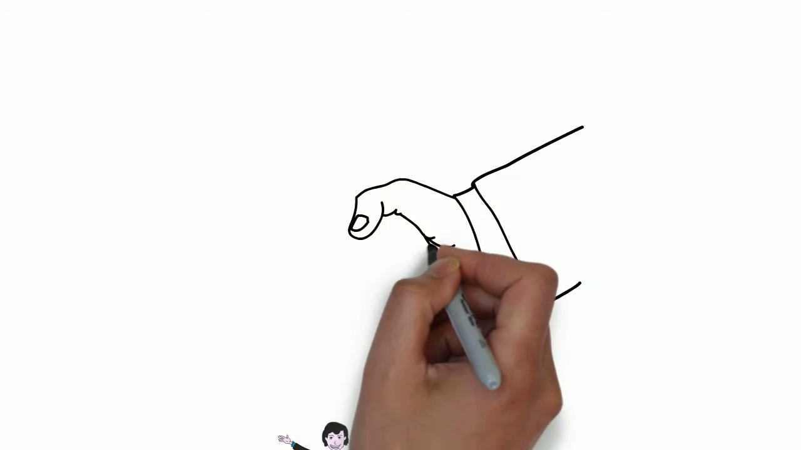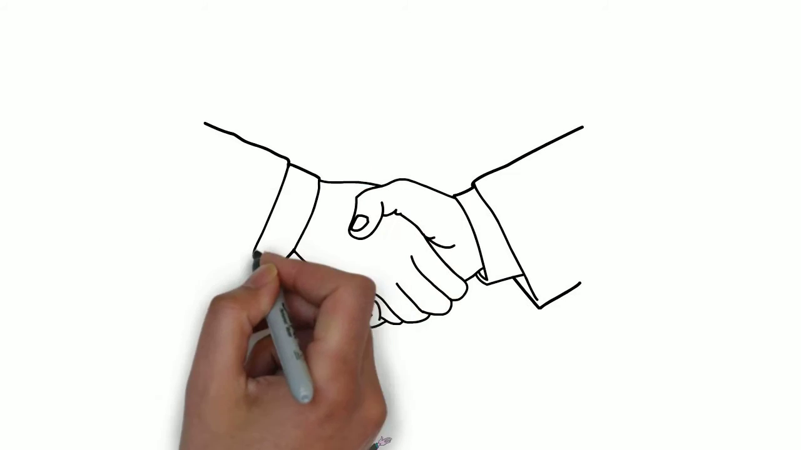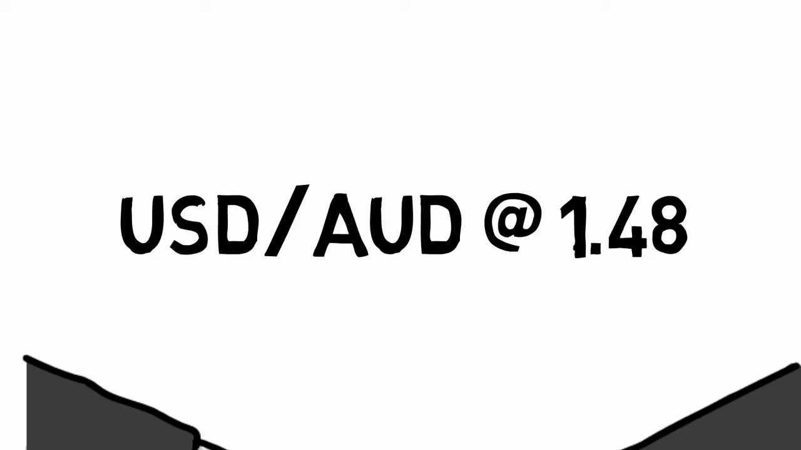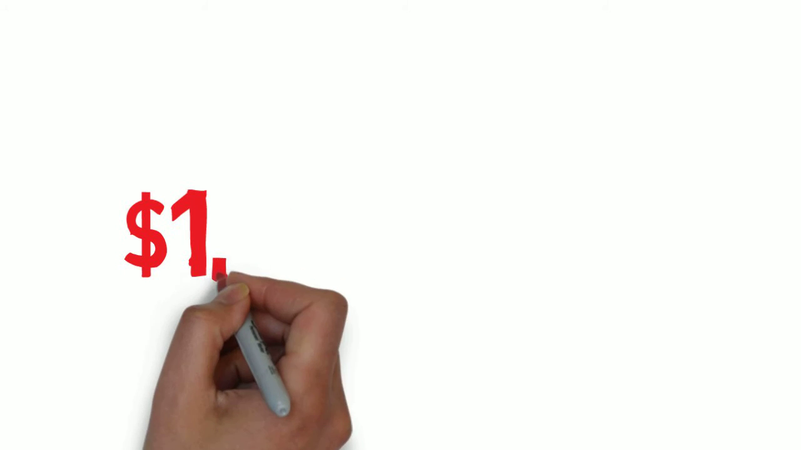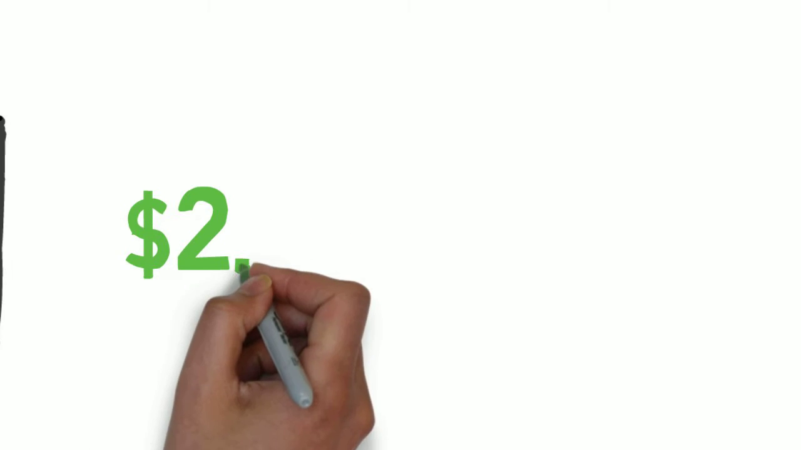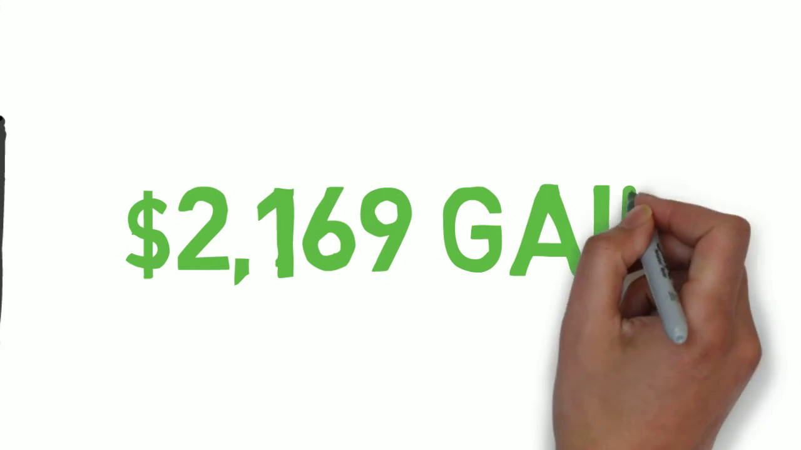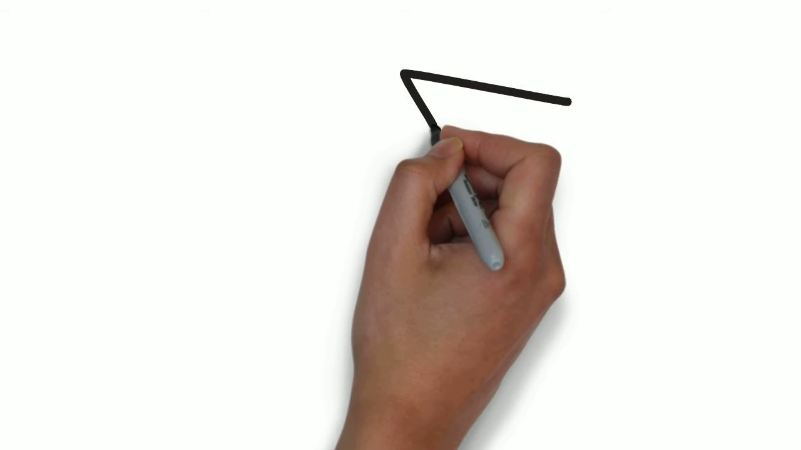Suppose that a one-year forward contract for US to Australian dollars would be 1.48, a slight premium in the market. The exchange back to dollars would therefore result in $1,334 lost on the exchange rate, which still yields an overall $2,169 gain on the position and offers downside protection.